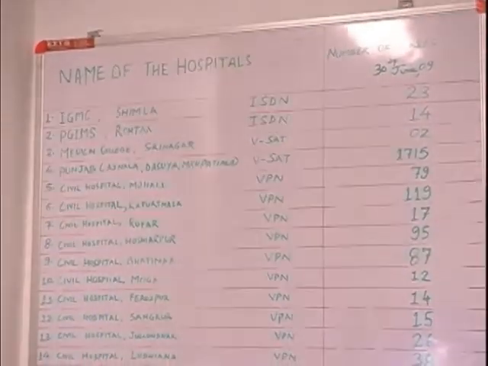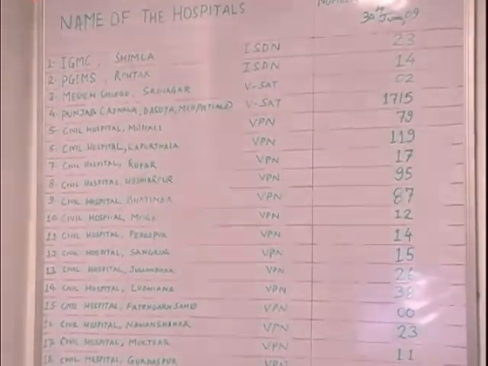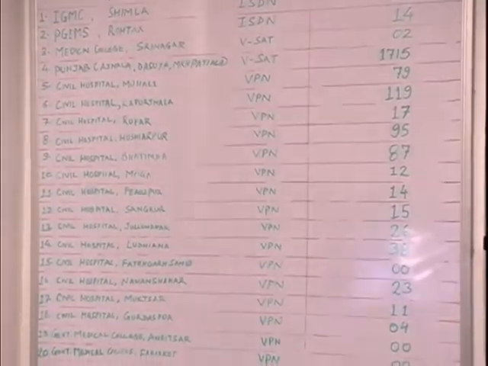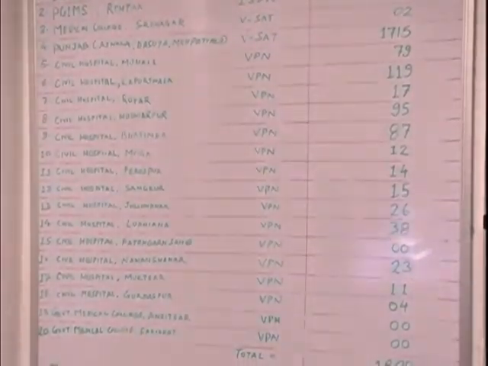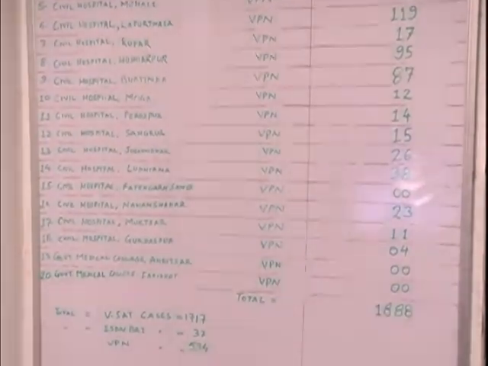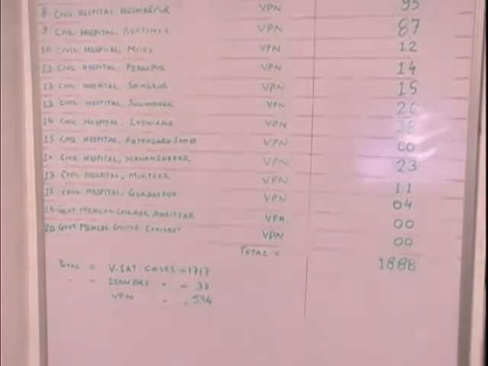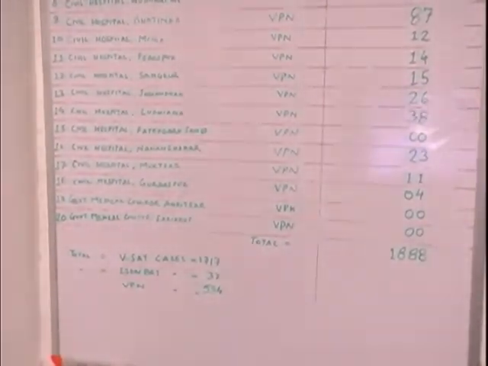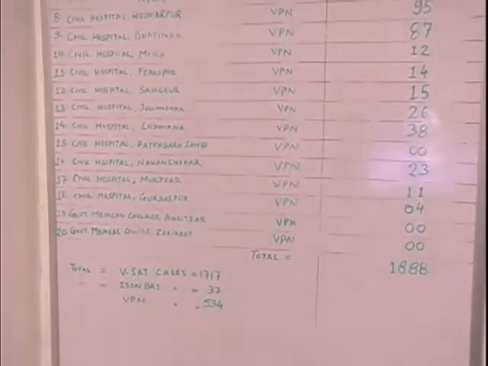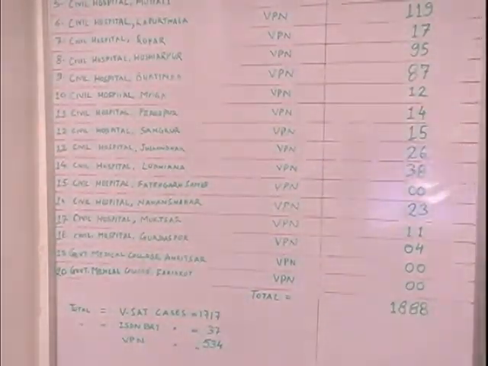PGIMER, being a specialist hospital, receives a large number of referred cases from different areas of Punjab, Haryana and Himachal Pradesh. Now what is in front of you are the different statistics, the number of cases that have been referred to the specialist hospital from different areas. The statistics for VSAT are for 5 years, and for the other two, the ISDN and VPN technology, the statistics are over the year. The total number of cases referred over this year for VSAT has been 1717, for ISDN it is 37, and for VPN it is 534.